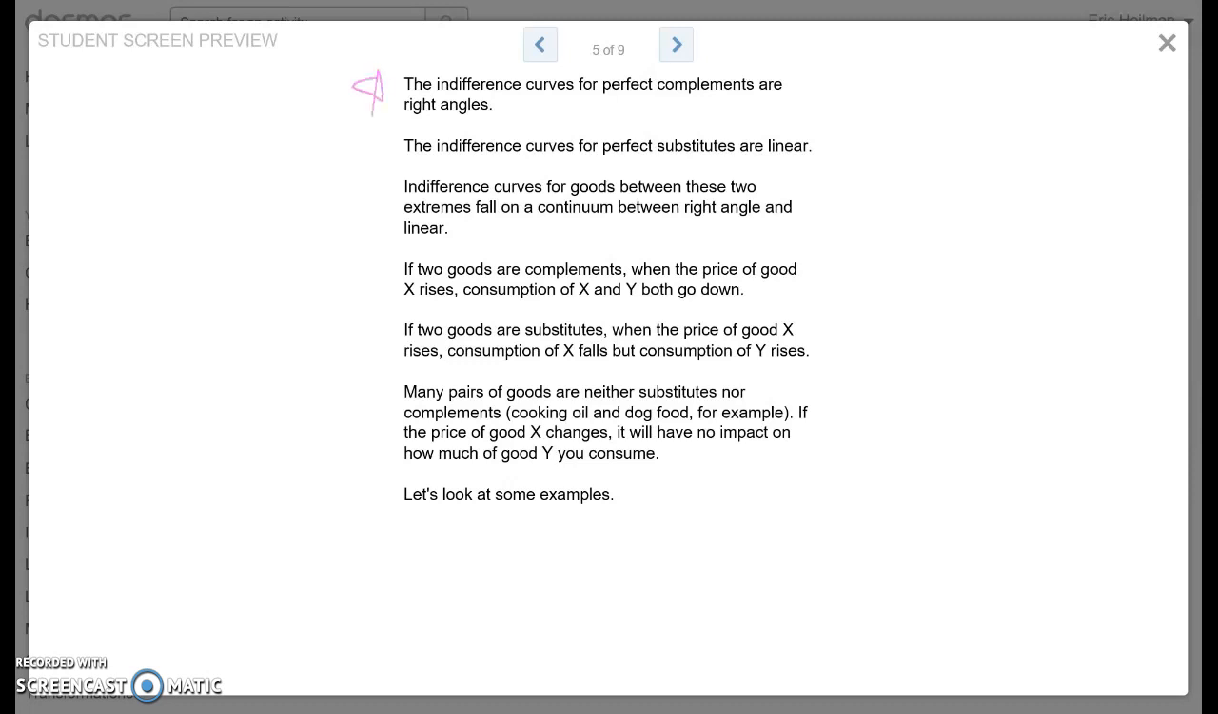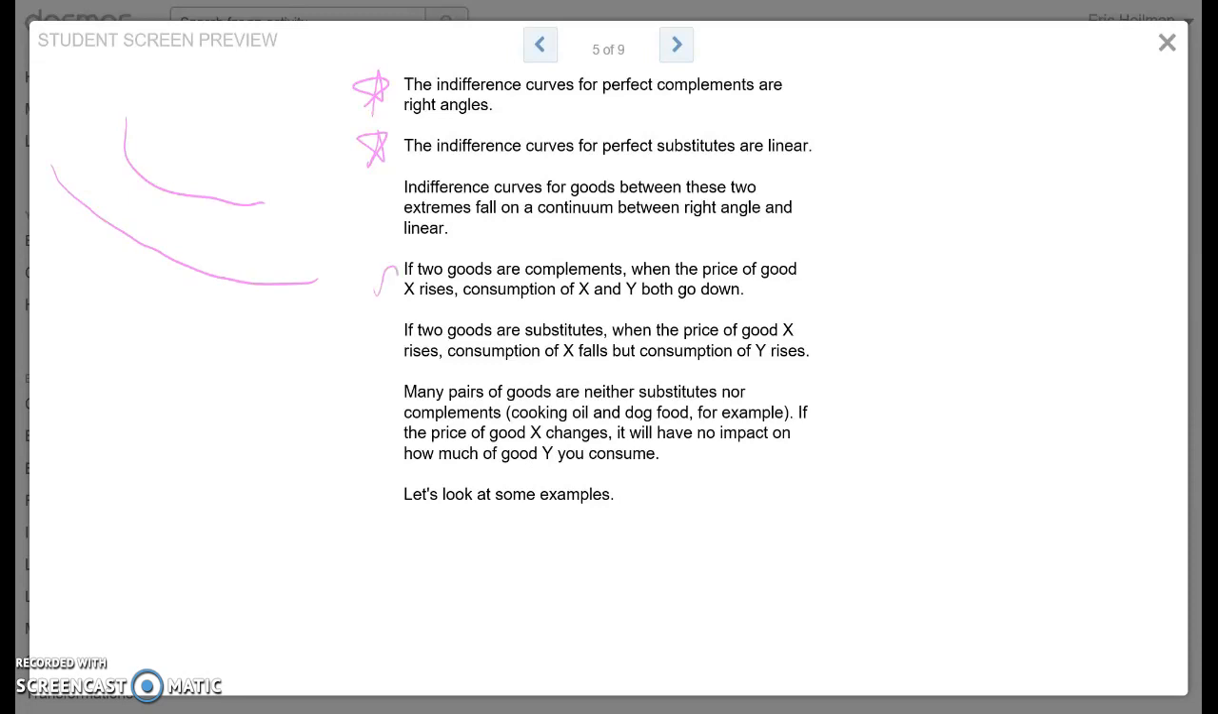So just some takeaways. The indifference curves for perfect complements are right angles. The indifference curves for perfect substitutes are linear. Indifference curves for goods between these two extremes fall on a continuum between right angle and linear. So an indifference curve that looks like this, those goods are probably complements because it looks sort of right angle-y. An indifference curve that looks like this is probably substitutes because that's becoming more linear.